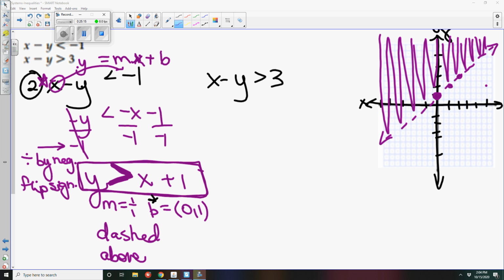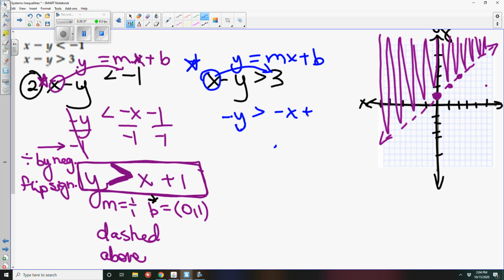Second one here, we graph it in blue, and we'll have y equals x plus b. So that means who do we keep on the left? Y, so negative y. Drop down our symbol, so it's going to be greater than. And then transpose our positive x and make him a negative x. Drop down our plus 3, and we're all good. Alright, last step to solve for y.